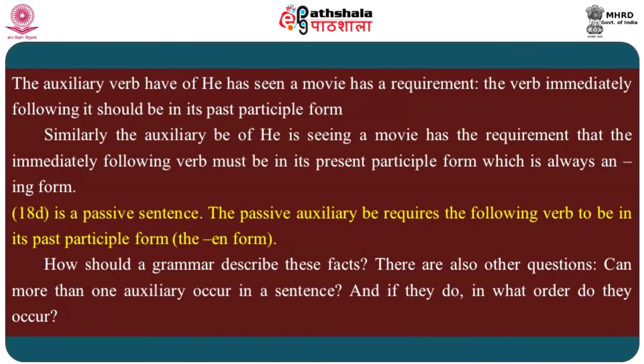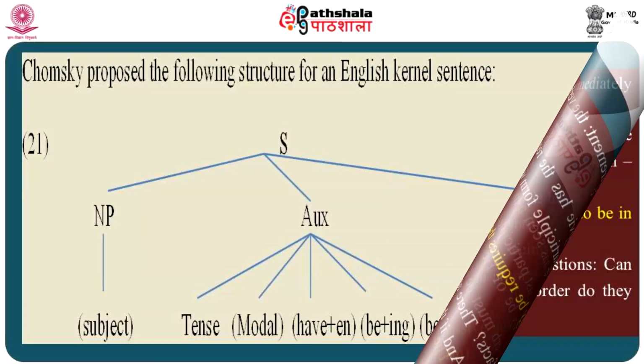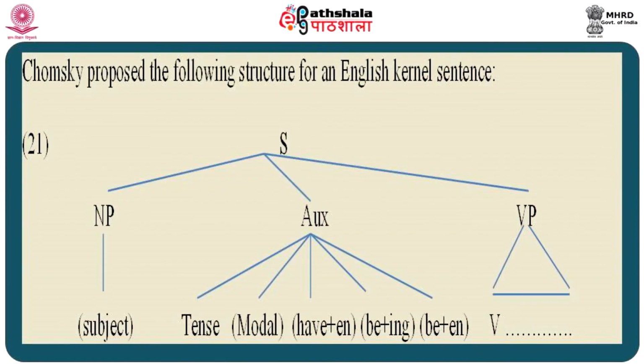There are also other questions. Can more than one auxiliary occur in a sentence? And if they do, in what order do they occur? Chomsky's solution was as follows. He proposed that have and the n suffix, that's the past participle suffix, and similarly be and the ing suffix, should be chosen together from the lexicon. He proposed the following structure for an English kernel sentence. Look at it on the screen.